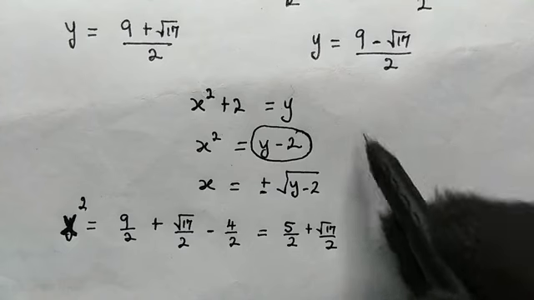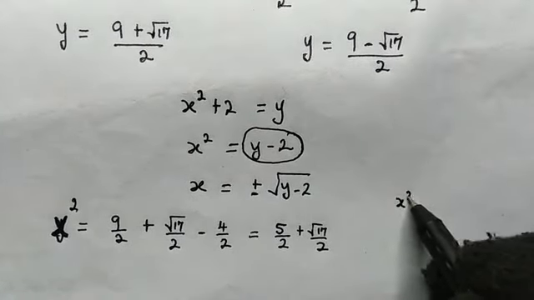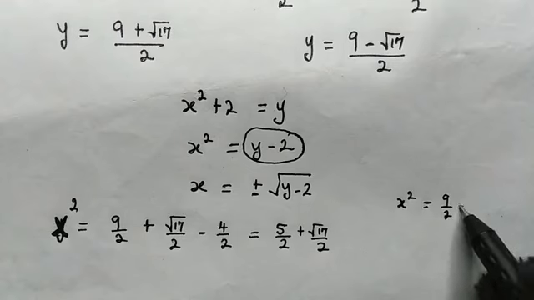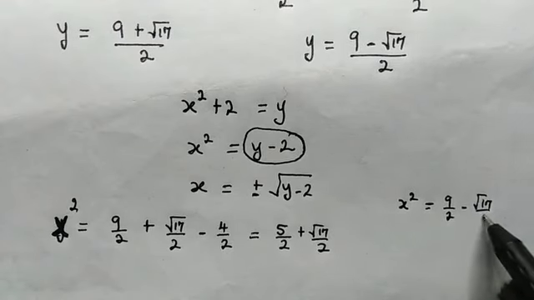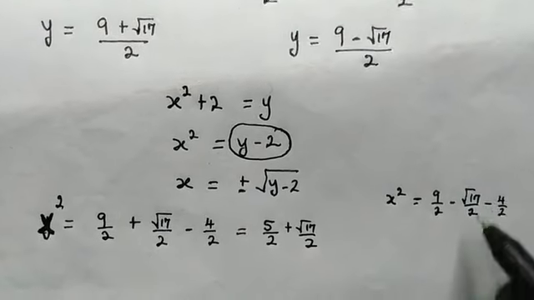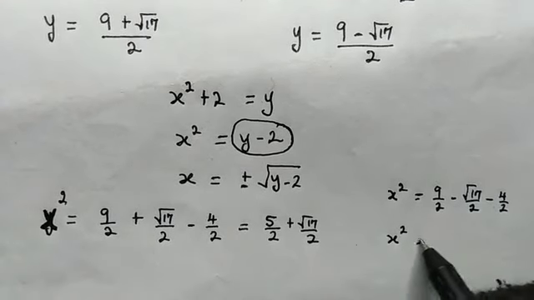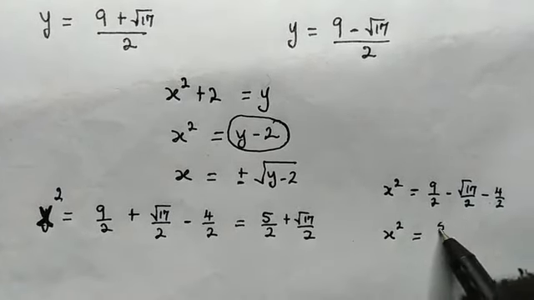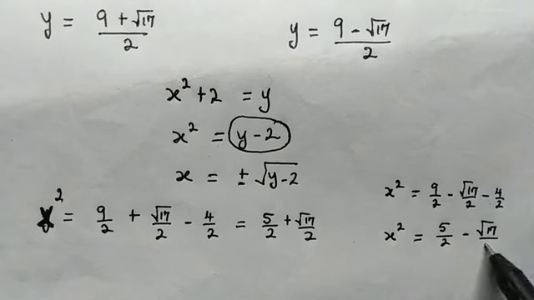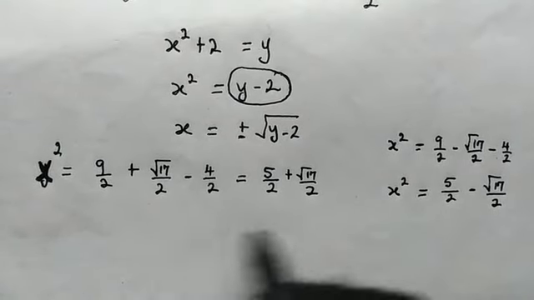So from the right hand side here, we have x squared is equal to y, here 9 over 2 minus root of 17 over 2. We're subtracting 2, so put it as 4 all over 2. We can see this will give us the conjugate of this. So we have x squared from here is equal to 5 all over 2 minus root of 17 divided by 2. So from here we can solve for the value of x by taking root of both sides.